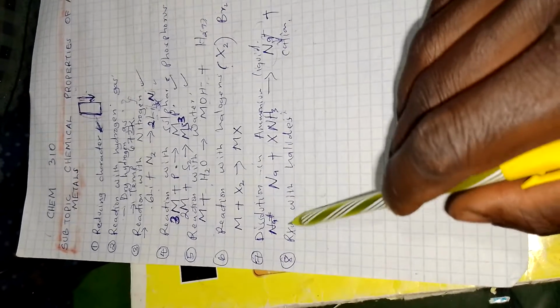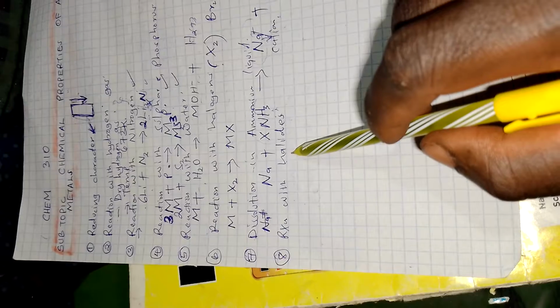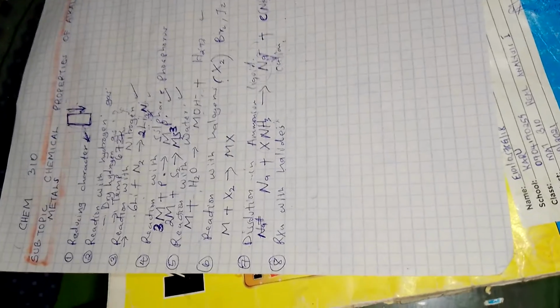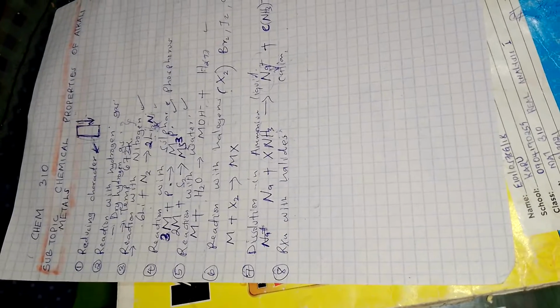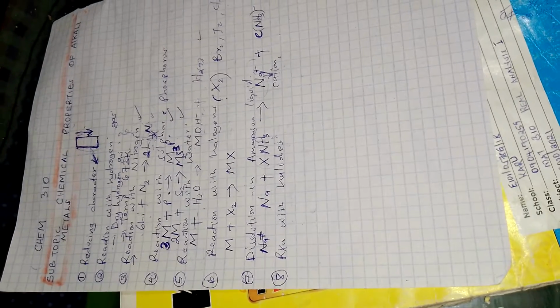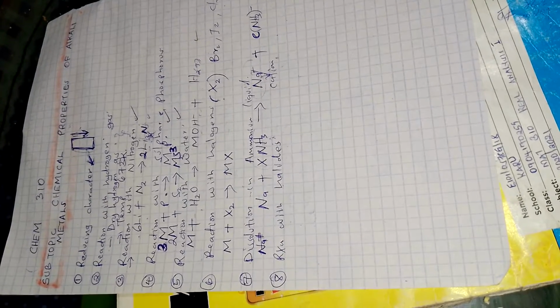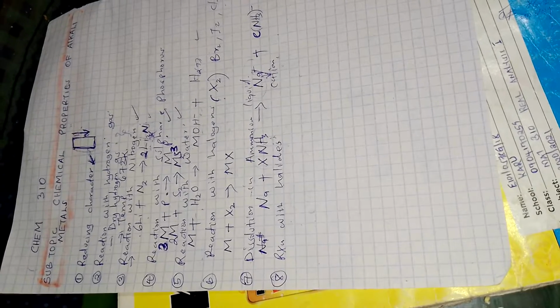So the last reaction is the reaction with halides. These metals do react with halides to form hydrogen gas as the product. The equation for the reaction is that you will just use the valency method to balance the equation for the reaction.